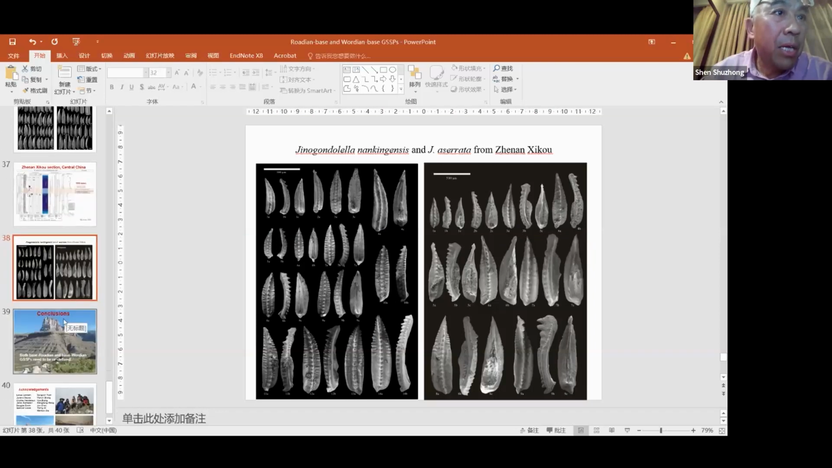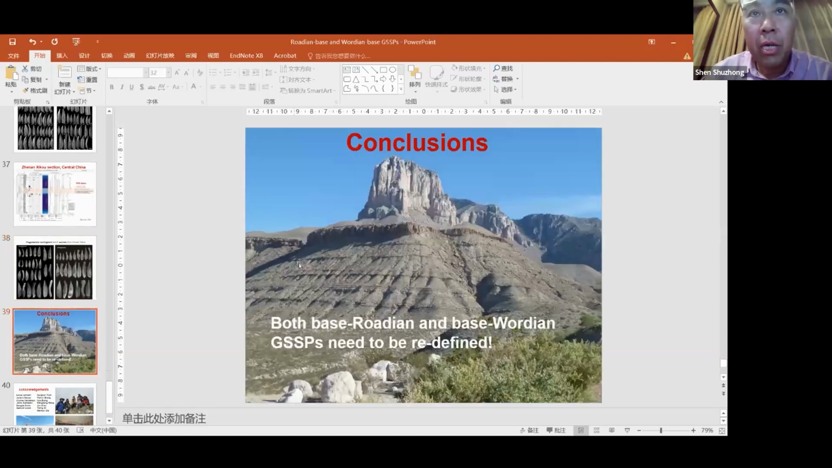So my conclusion is based on our progress on the 2 GSSPs in the Guadalupe, and both the base Roadian and base Wordian GSSP need to be redefined.